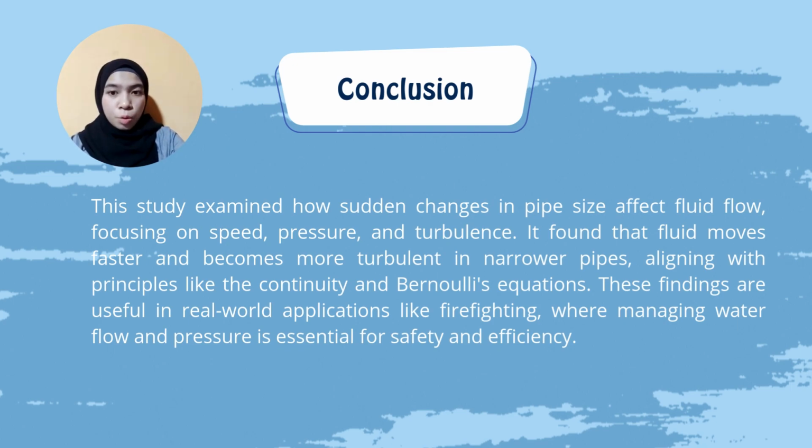Next, our conclusion: this study examined how sudden changes in pipe size affect fluid flow, focusing on speed, pressure, and turbulence. It found that fluid moves faster and becomes more turbulent in narrower pipes, aligning with principles like the continuity and Bernoulli's equations. These findings are useful in real-world applications like firefighting, where managed water flow and pressure is essential for safety and efficiency. That's all for our group.